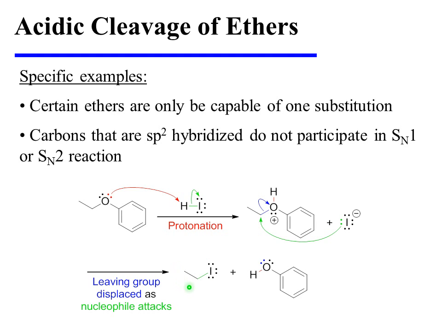This yields ethyl iodide as well as phenol, and phenol will react no further because the carbon bearing the hydroxyl group is sp2 hybridized and cannot engage in SN1 or SN2 reaction. So in this instance, these are the final reaction products.